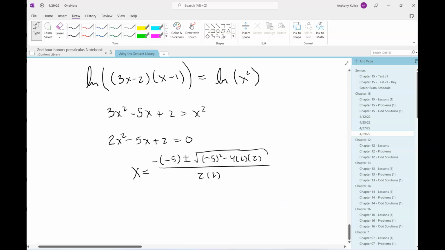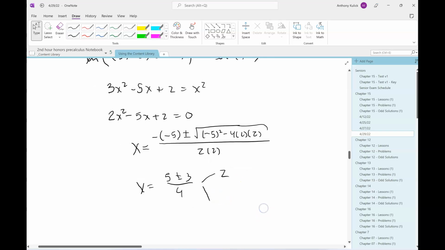So I have 25 minus 16. So that's 9. Square root of 9 is 3. So 5 plus 3 over 4 is 2. And 5 minus 3 over 4 is 1/2. Am I done though? No. What do I still have to do?